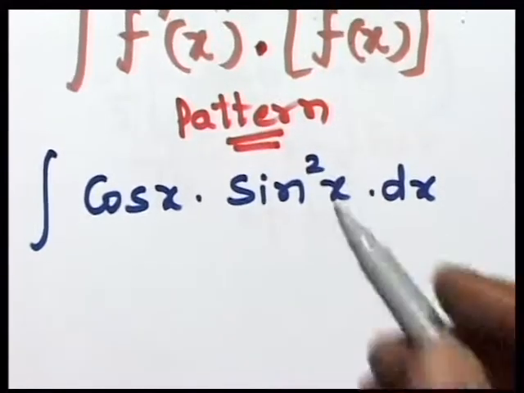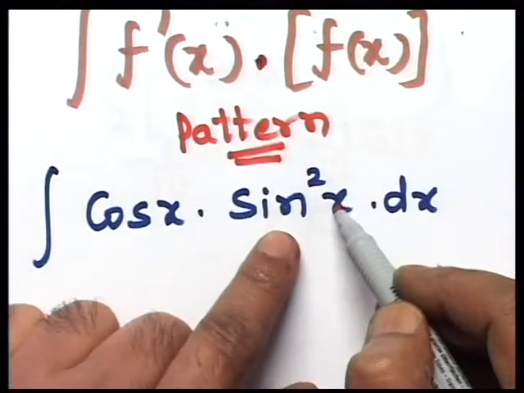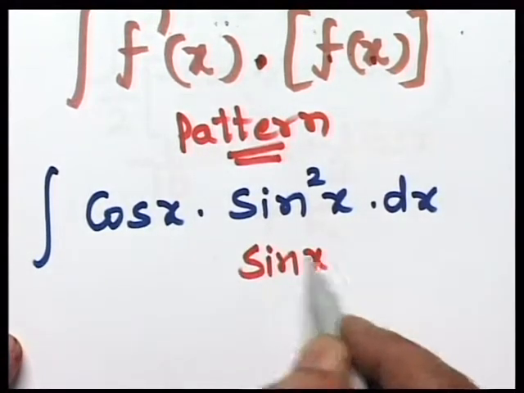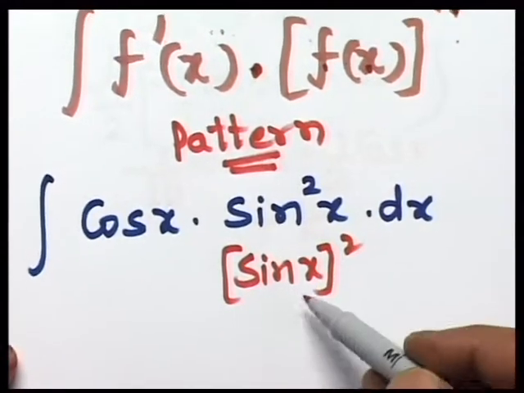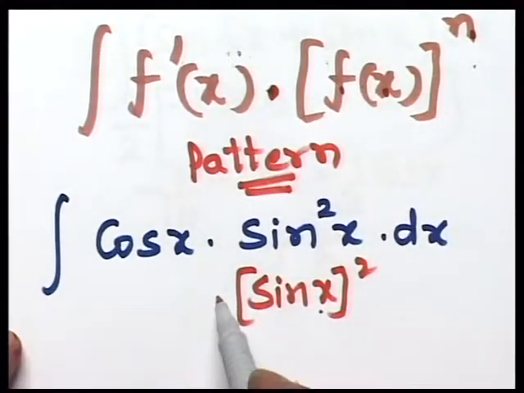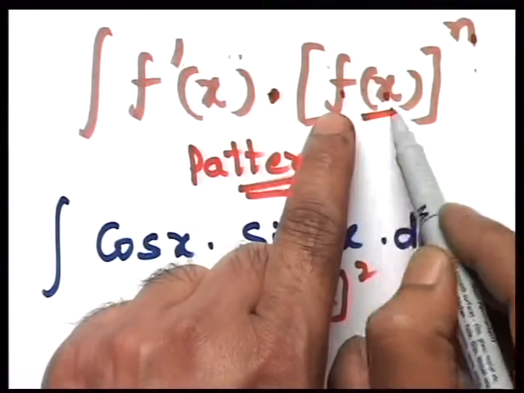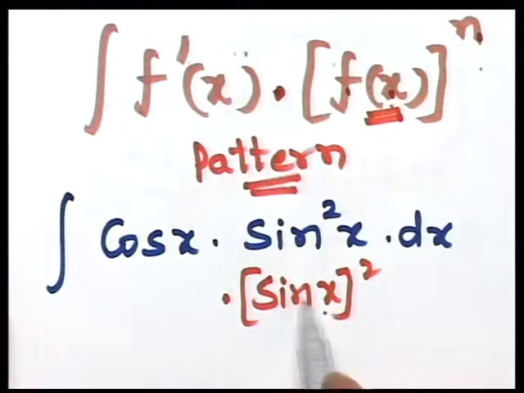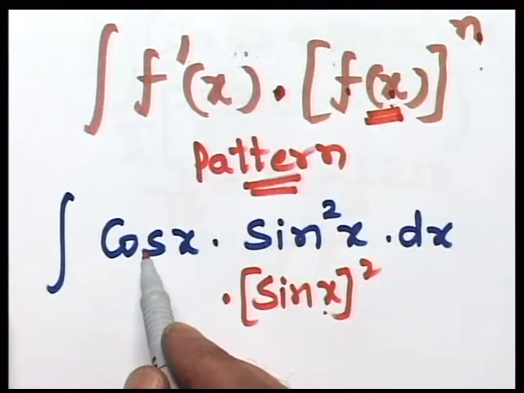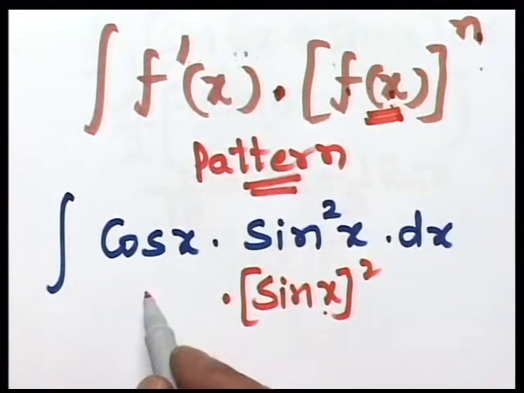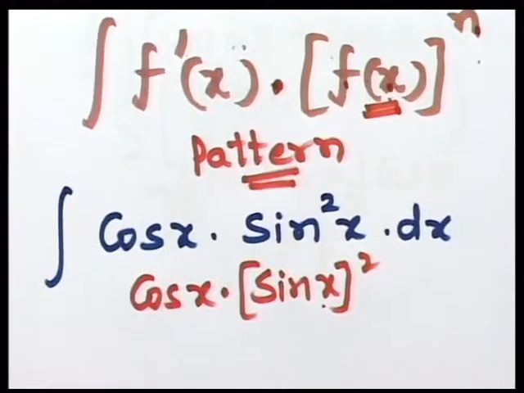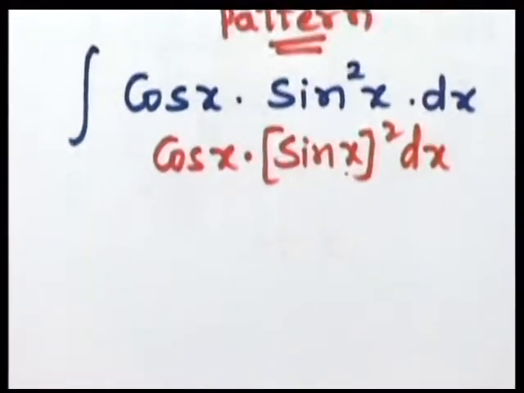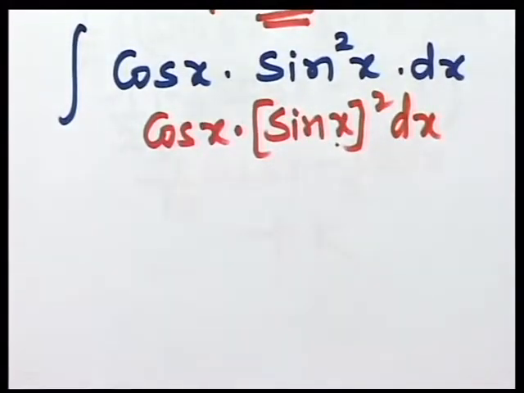So let's study this. This sine square x looks like function x square. So I will write that as sine x in a bracket and a square. So that looks like this now, right? Times whatever is inside, if you differentiate, you're supposed to get that. So differentiate the sine x, we get cos x. That's all, right? So cos x is already there.